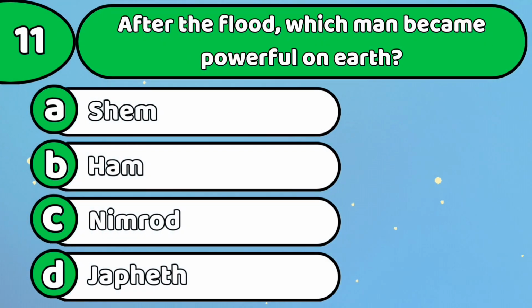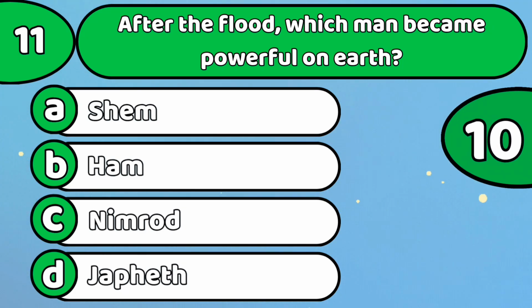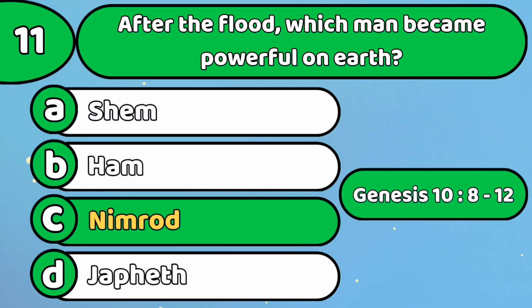Question 11. After the flood, which man became powerful on earth? A. Shem, B. Ham, C. Nimrod, or D. Japheth? Time to think. Reference: Genesis chapter 10, verses 8 to 12.